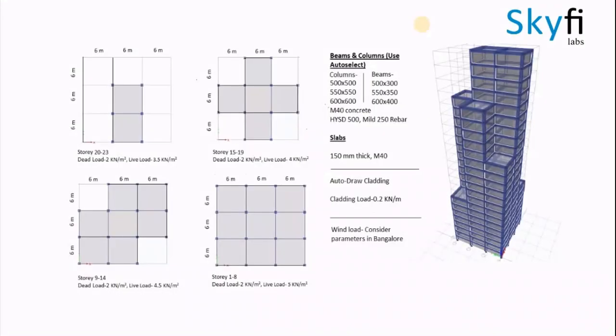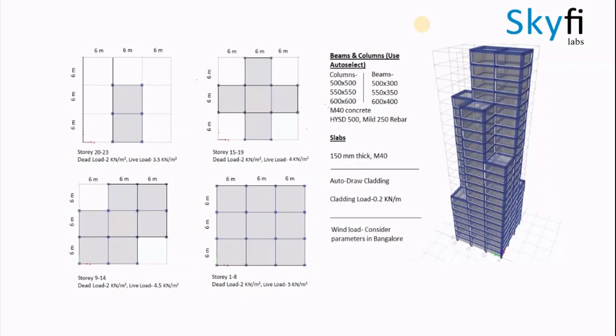The problem statement can be seen here. We have four sets of similar stories and the dead loads of all stories are same while the live loads differ story wise. We will be using the auto select options to select the beams and columns having different sections.